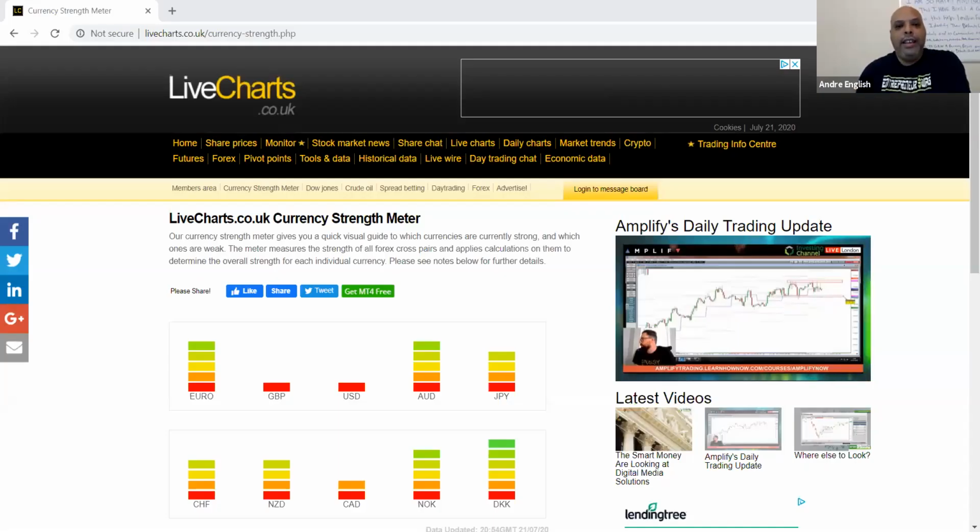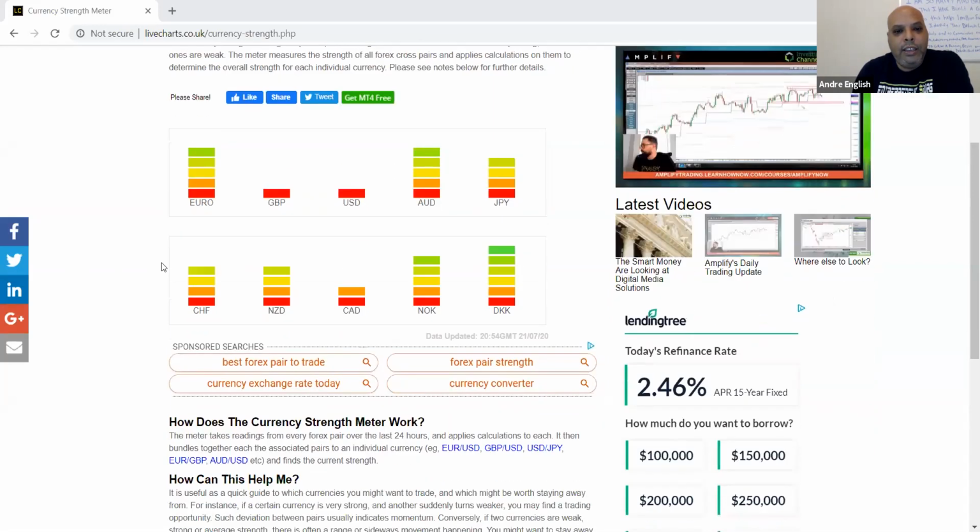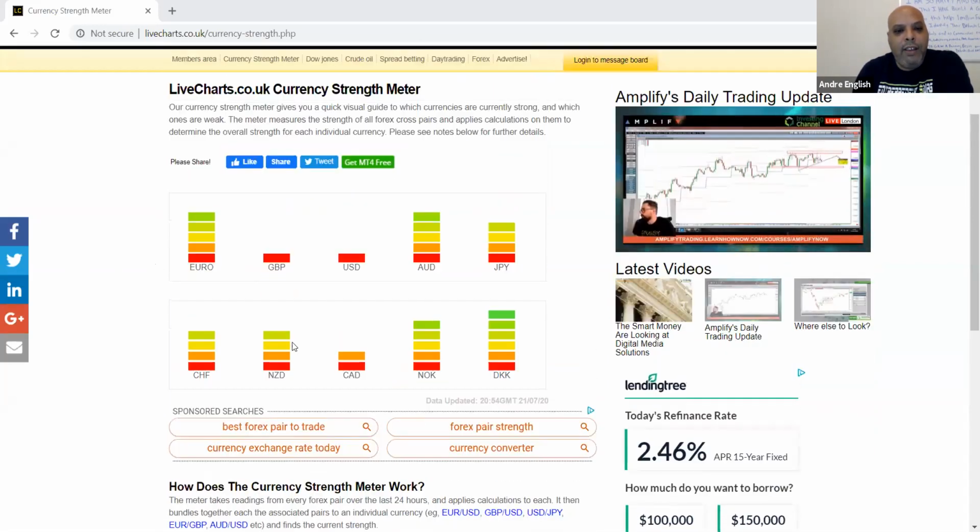Okay, so what I'm going to do real quick is share my screen, and I'm going to do two things. First, I'm going to share it so that you can see the currency strength. As you can see, we have a currency strength meter on display, and right now it is saying that the euro is very, very strong.